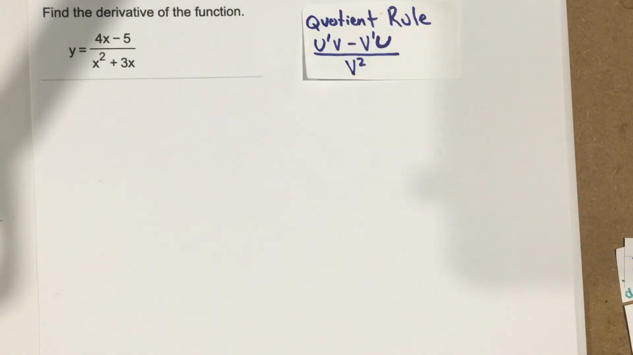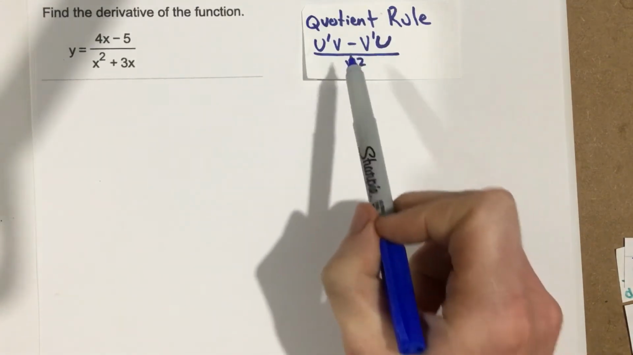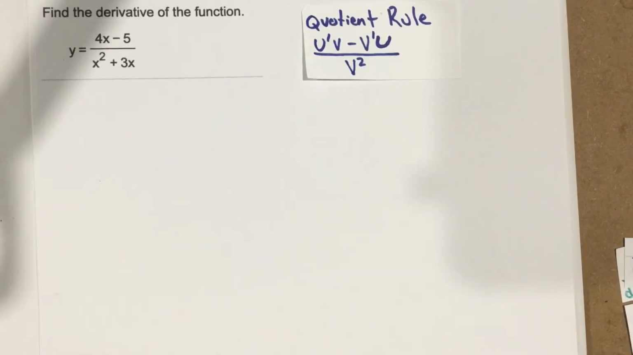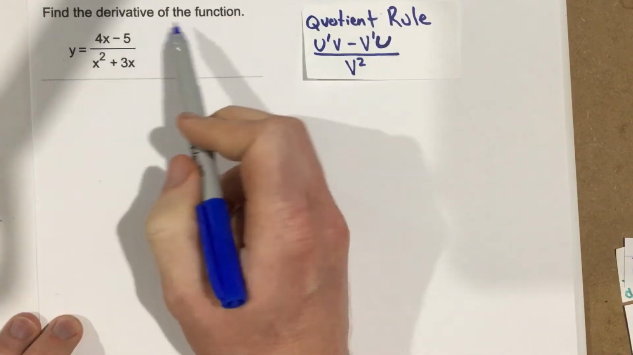The product rule, you don't really even need to remember the rule. You just need to take the derivative of one of the functions and multiply it times the original of the other, and vice versa, and you're okay. But here you have to know the formula. So let's go ahead and find the derivative of the function.